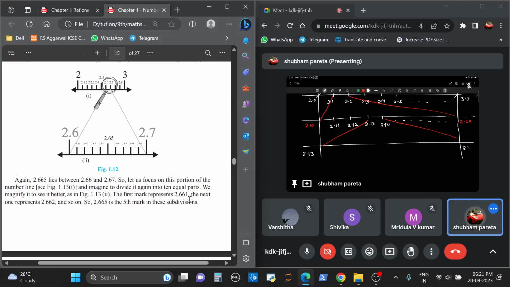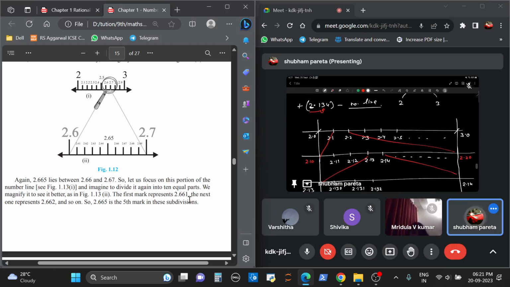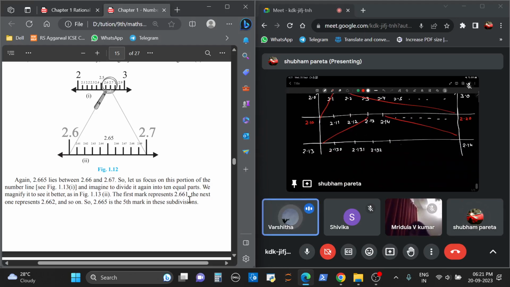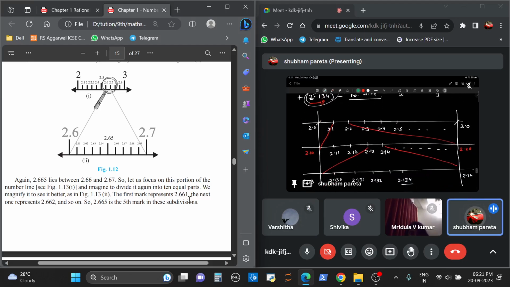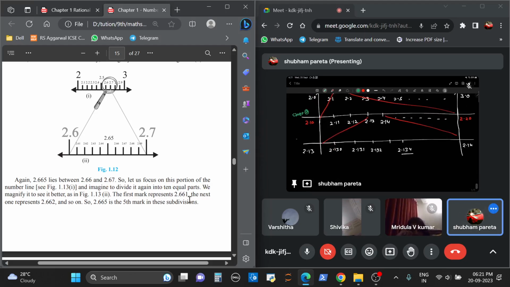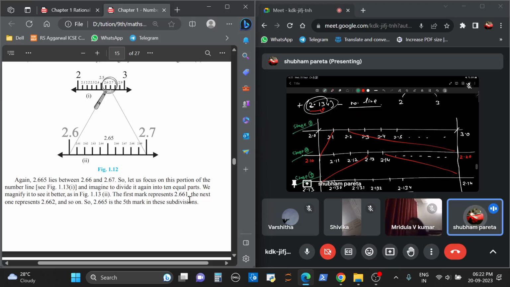2.13, 2.14, so this will become 2.130, 2.131, 2.132 and so on, whatever it may be. So where do we have to go? 2.134. So this is basically 2.134. First of all, this is stage number 1. Then this is stage number 2, and this is stage number 3. That's what we are having over here, isn't it?